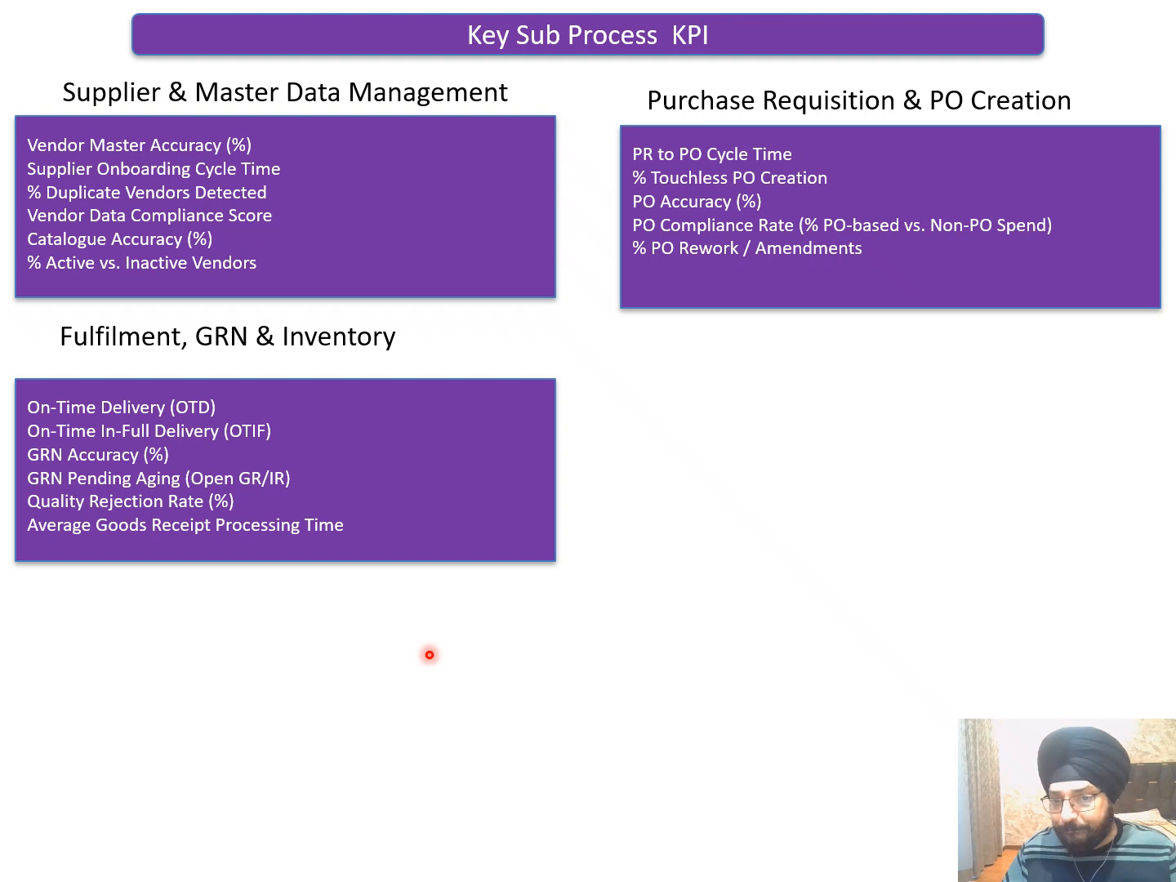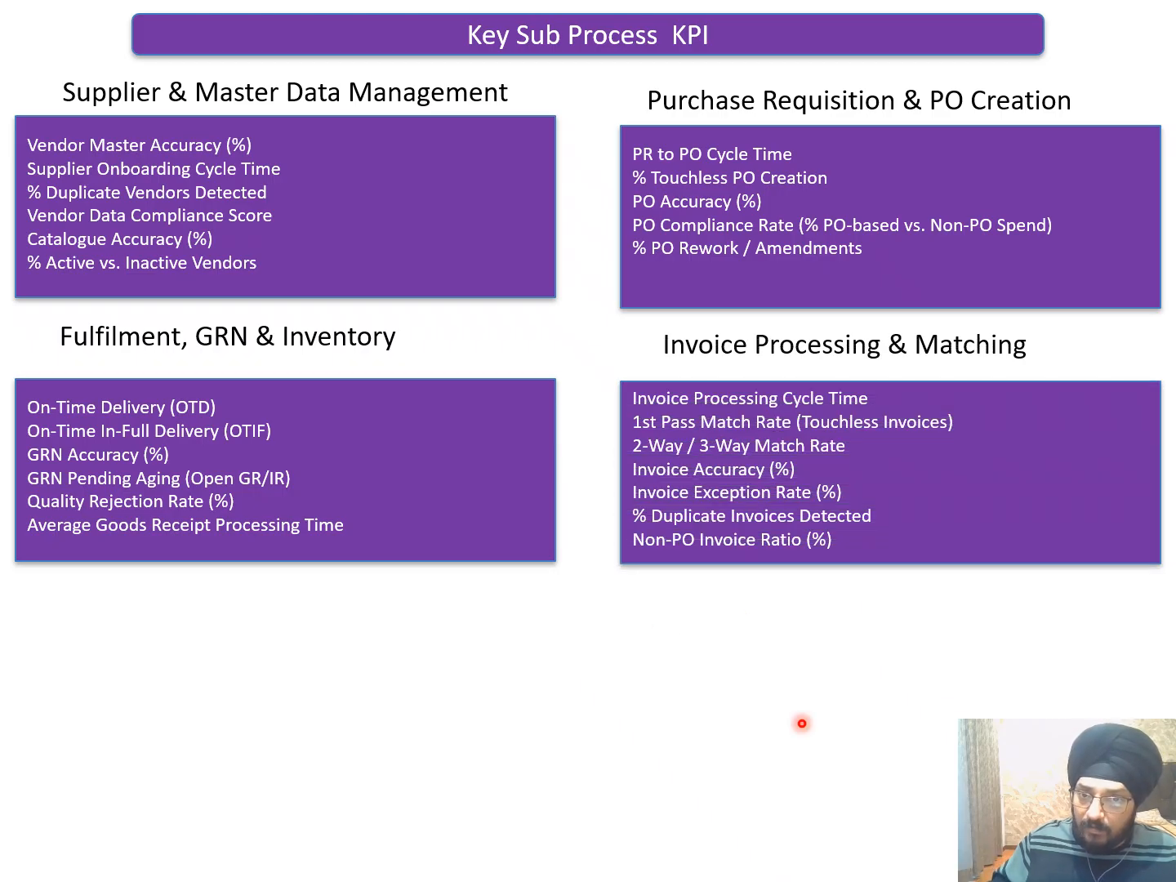All these parameters should help us to evaluate the health of the GRN process, and to make sure that we are competent and managing the guidelines which have been aligned. These parameters will help us to evaluate whether we are maintaining that or we are deviating from it. Likewise, invoice processing: my invoice processing cycle time starts from the receipt of the invoice till the final invoice is processed and ready for payment.